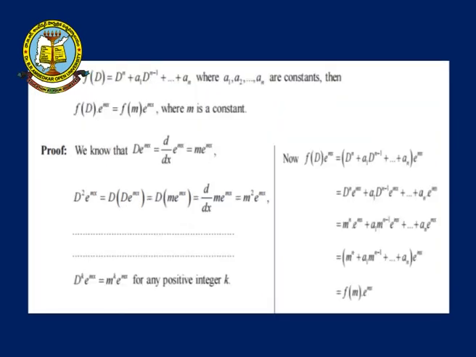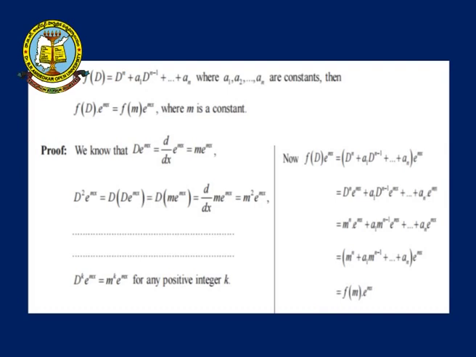Here f(D) equals the nth order differential equation D^n + a1 D^(n-1) + ... + an, where a1, a2, and so on up to an are constants. Whenever we want to identify the solution directly, we can use the solution e^(mx), and substitute f(m) into e^(mx). It is one of the most important properties.